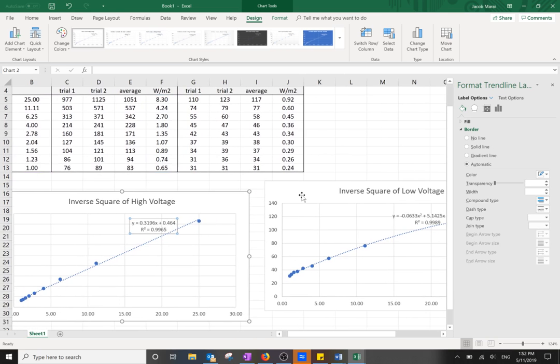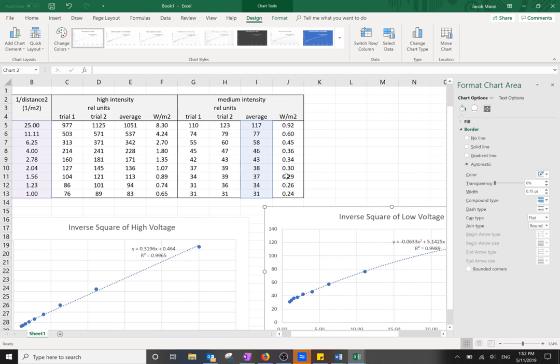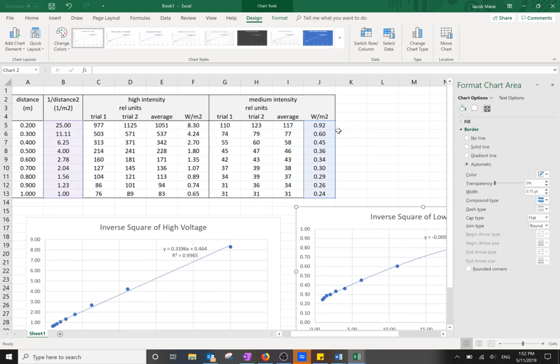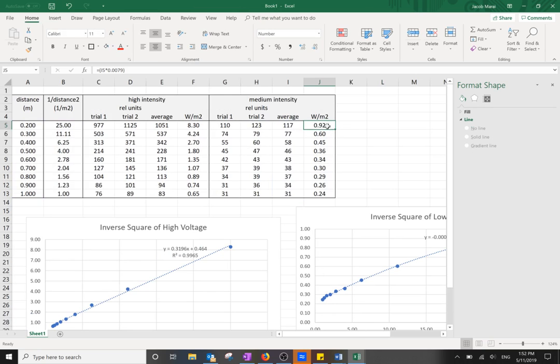Let's do the same for over here. Same deal, we're going to drag that across, boom, cool. Times the average bar to get the watts per meter squared? What do you times the... 0.0079? 0.0079 with a 0 point in front of it.